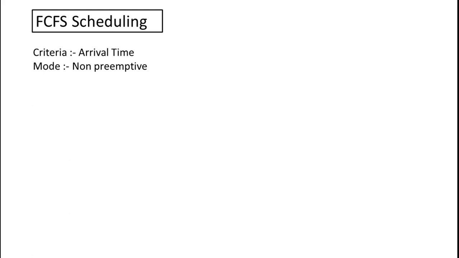My dear friends, there are two modes. One is preemptive mode and the second one is non-preemptive mode. In case of preemptive mode, we can preempt the process in between the execution, whereas in case of non-preemptive mode, we can't preempt any process in between the execution. So the first come first serve scheduling algorithm is working on non-preemptive mode.